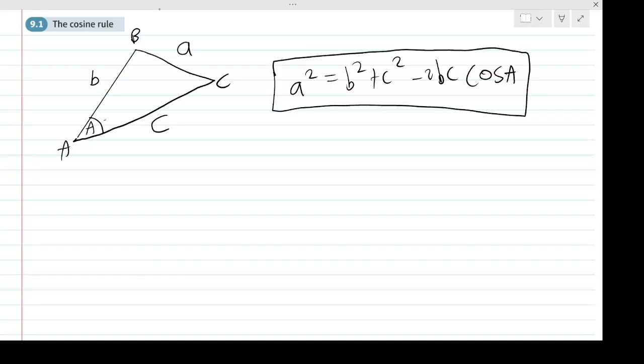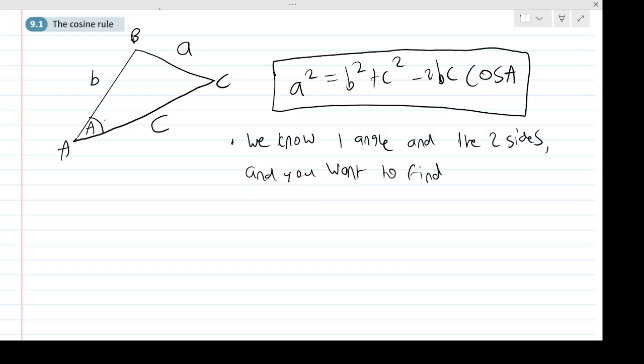So the main idea you need to know is this is for when you know one angle and the two sides, and you want to find the opposite side to the angle. Now this might sound a bit weird at first, but when we go over some examples, hopefully it will become quite clear exactly how we use the formula.